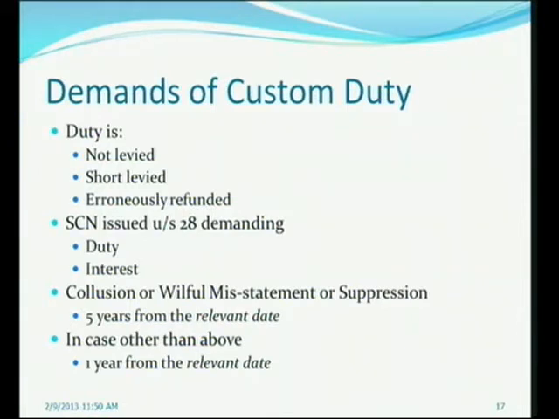Collusion or willful misstatement or suppression. There it is fraud, collusion, willful misstatement, suppression, contravention of the provisions of the act with an intention to evade payment of duty. 5 items are there. Over here, 4 items are there. Of course, I missed out this one: contravention of the provisions. Relevant date, 5 years normal period. 5 years from relevant date, if the omissions and commissions are there. If the omissions and commissions are not there, 1 year from the relevant date. What do you mean by relevant date? We have to see.